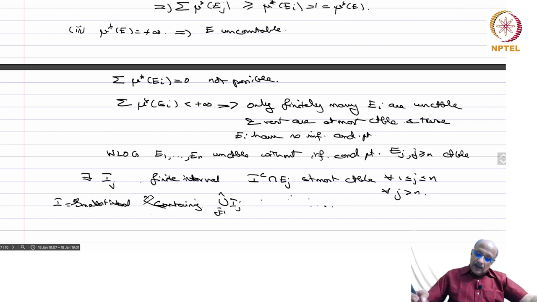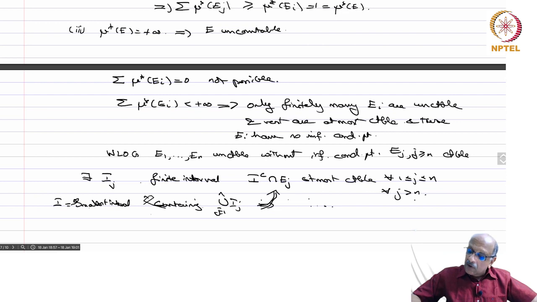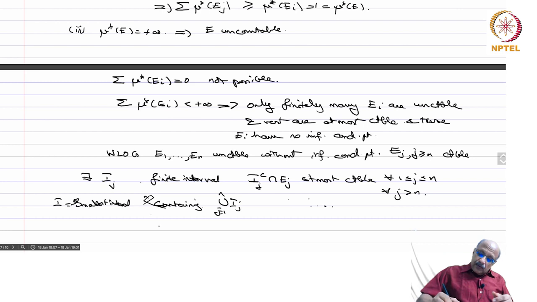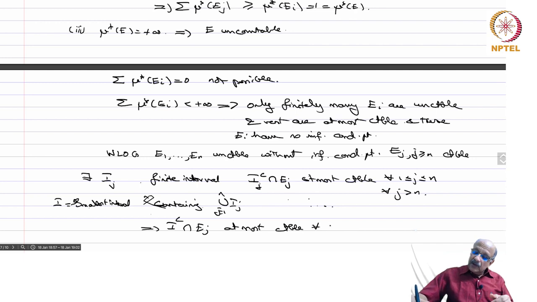Okay, so this will imply that I complement intersection Ej is at most countable, and it's also true for all j bigger than n, and therefore you have this. Fine, because I is bigger than each Ij, so I complement intersection Ej is at most countable for every j.